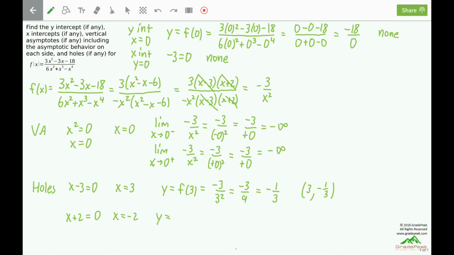The negative 2 will have a y-coordinate found in a similar fashion by plugging a negative 2 into the fully factored and canceled version of the function. It gives negative 3 over a negative 2 squared, which is negative 3 divided by negative squared is positive, 2 squared is 4, and we have a negative 3 over 4. So negative 2 is the x-coordinate, negative 3 over 4 for the y-coordinate. And there are the coordinates for the holes that will be found on the graph.